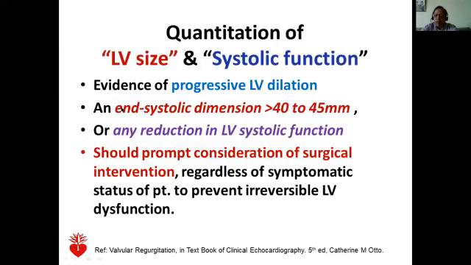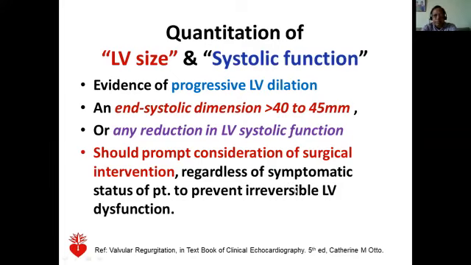So, what are the parameters for LV dysfunction? It is evidence of progressive LV dilatation and an end systolic dimension of more than 40 to 45 mm. I have mentioned the two figures: more than 40 is mentioned in the ACC/AHA guideline, and more than 50 in the ESC guideline, or any reduction in LV systolic function. This should prompt consideration of surgical intervention, regardless of the symptomatic status of the patient, to prevent irreversible LV dysfunction.